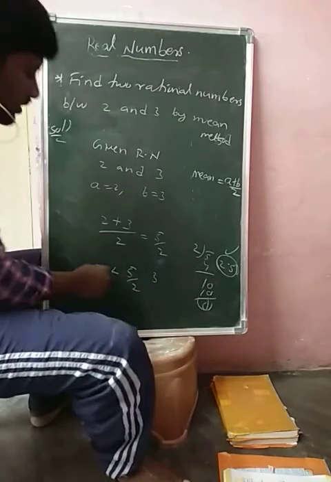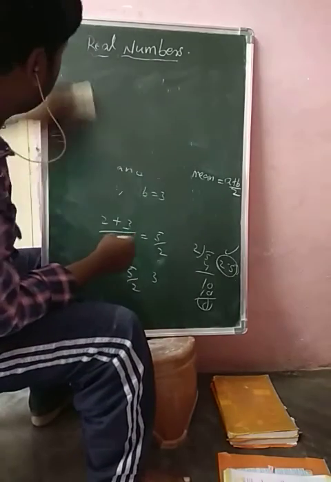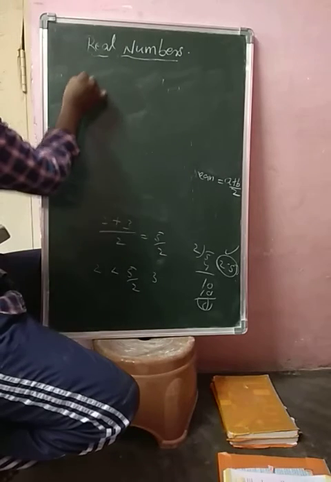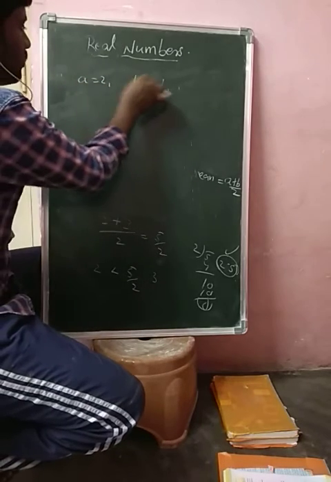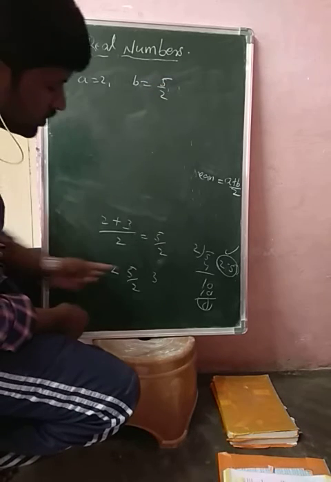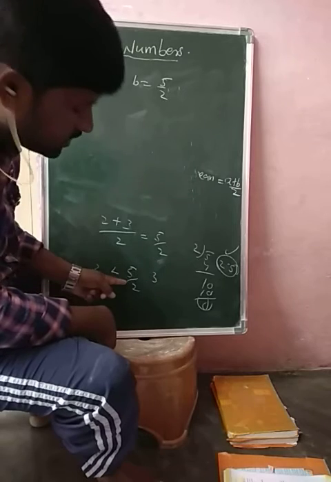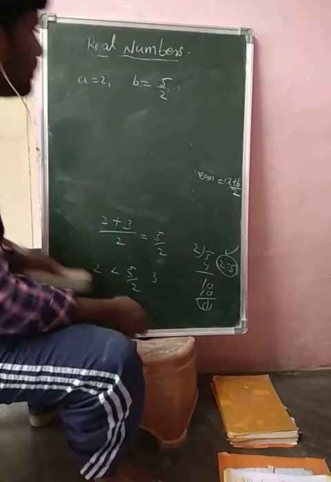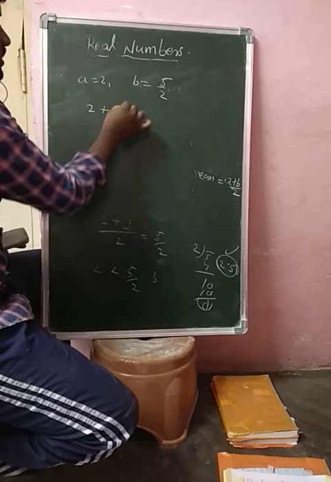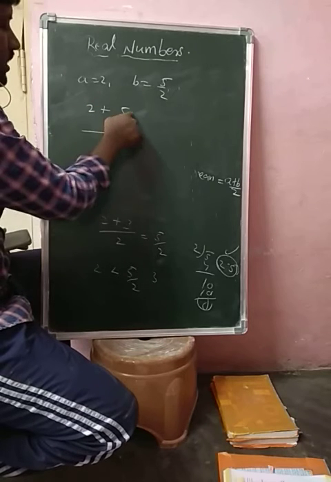So again you take, now you consider A is equal to 2 and B is equal to 5 by 2. Just now we considered A is equal to 2, B is equal to 3. Now you consider A is equal to 2 and B is equal to 5 by 2. Then again use the formula: A means 2 plus B means 5 by 2, all by 2. (A plus B) by 2.